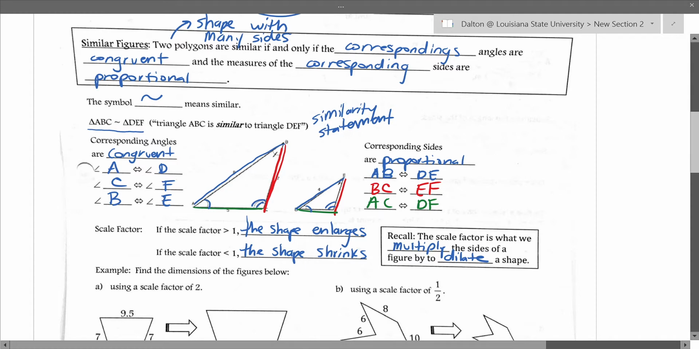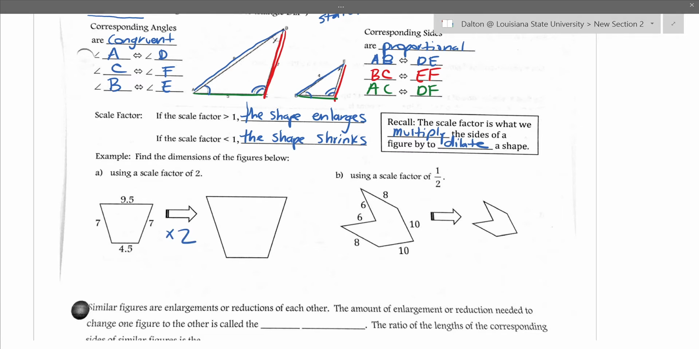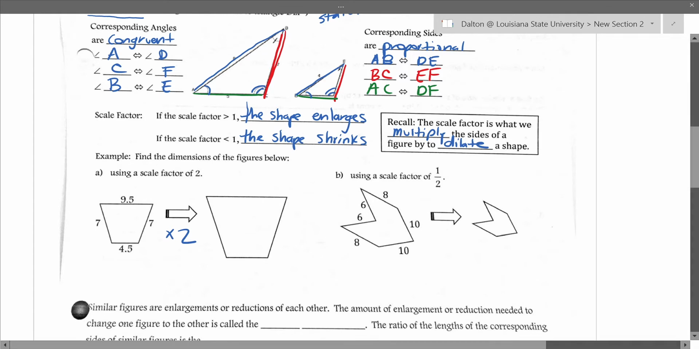So look at example A. It says we want to find the dimensions. For A, if I use a scale factor of 2 and I go from this quadrilateral, it's just 4 sides, so quadrilateral, to this one, essentially I'm going to literally multiply everything by 2. So the side on the left, that's 7, times 2 will be 14, and this one will be 14. And then 9.5 times 2 will be 19, and 4.5 times 2 will be 9.